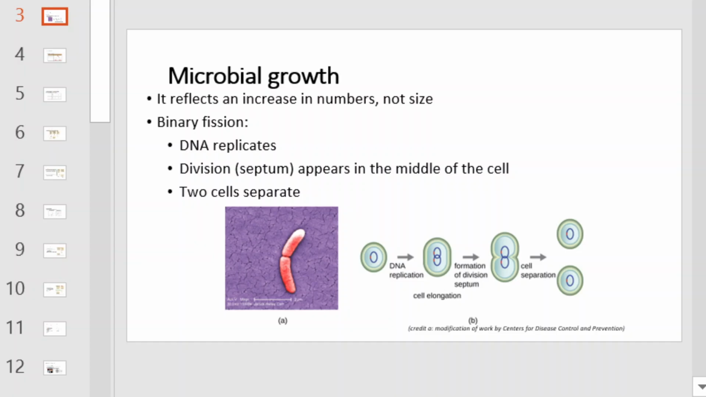Microbial growth is a reflection of an increase in number of cells in a population or culture, not in an increase in cell size. The most common way microbial cultures grow is through binary fission. Binary fission is very similar to, but not identical to, mitosis. In binary fission, the DNA replicates, then the rest of the cell divides, starting in the middle of the cell, finally resulting in two separate cells. That process is illustrated at the bottom of this slide.